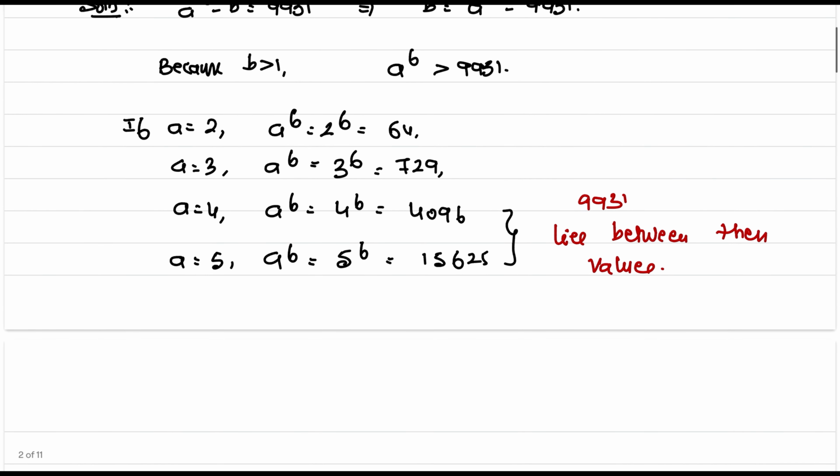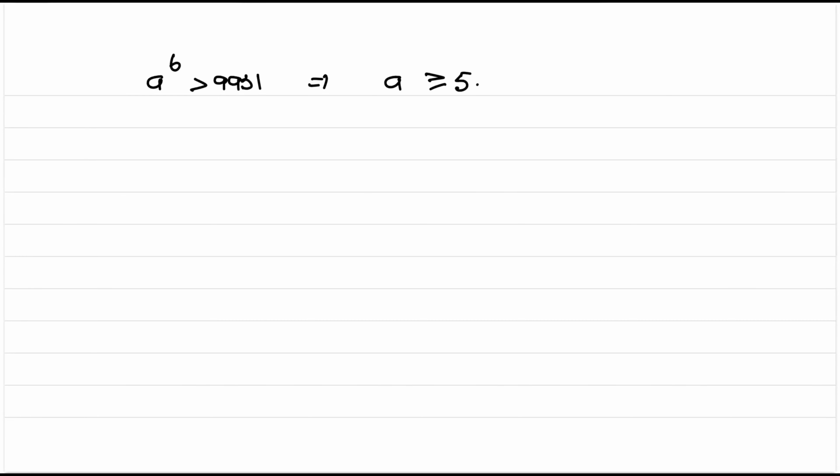Therefore, because a to the power of 6 is greater than 9931, it implies a should be greater than or equal to 5. That means the minimum value of a is equal to 5.